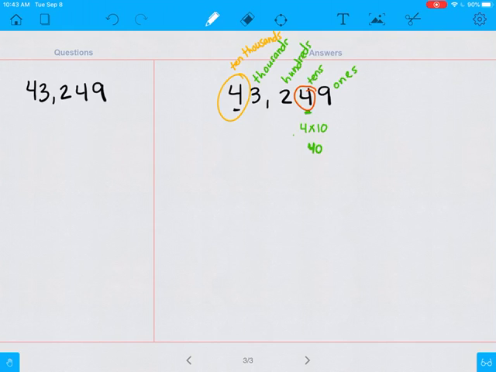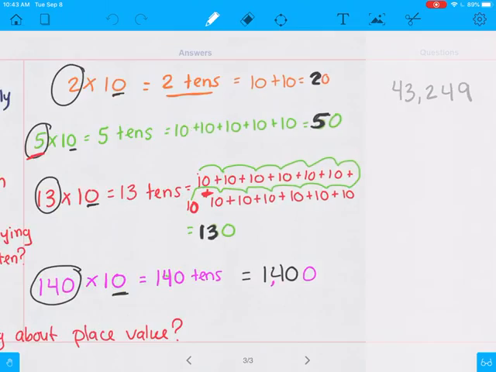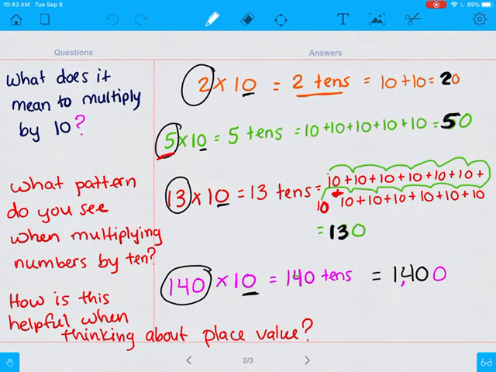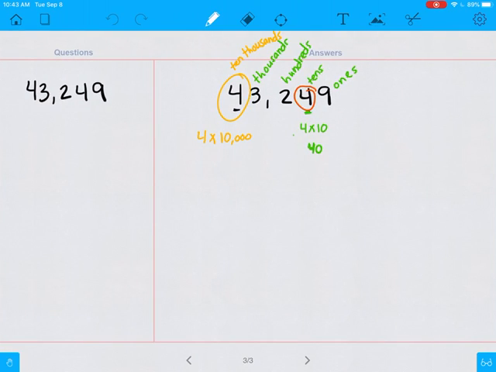All right, so it literally represents 4 times 10,000. So I have 4 times 10,000. And all you have to do, like I taught you on this slide, is take that number and put however many zeros. So if I have 4 times 10,000, I know that is 40,000. 4 10,000s or 40,000.